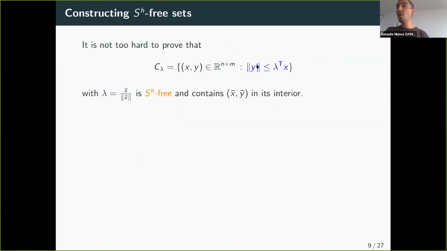Now, I have the norm of Y here, and I have it upper bounded by lambda transpose X. So if you upper bound this using Cauchy-Schwarz, you get the complement of the other set. You get the norm here, which is the reverse inequality of the other one. So this is not hard to see that is actually S-free. Okay, and if you pick the right lambda, it will contain the point that you want in the interior. If you choose this lambda, you're good. You have an S-free set that has this point in the interior. Maximality is what you need to prove, and it's actually not too bad in this case.